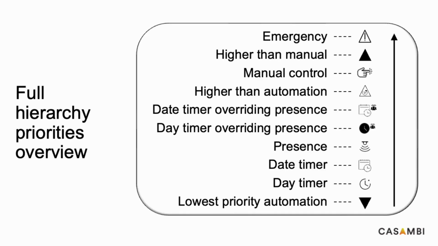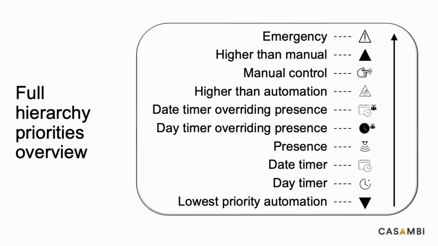The new control priority options, resulting in new hierarchy features, mean that there are now more levels of control hierarchy available in the Casambi system. Typically, previously, most normal networks would have date timer, presence, day timer overriding presence, date timer overriding presence, and manual control as the main options.